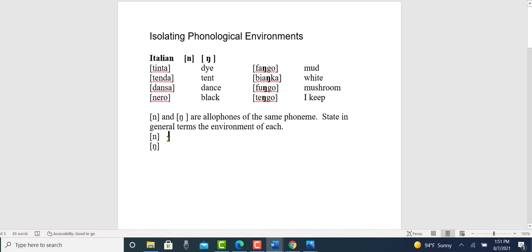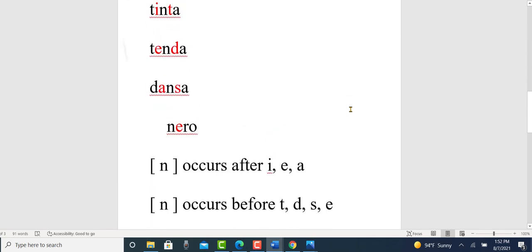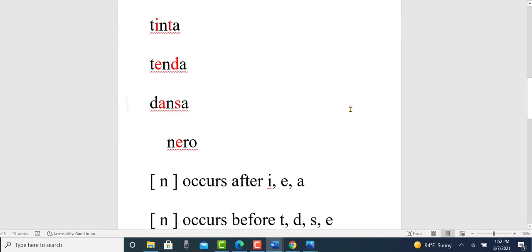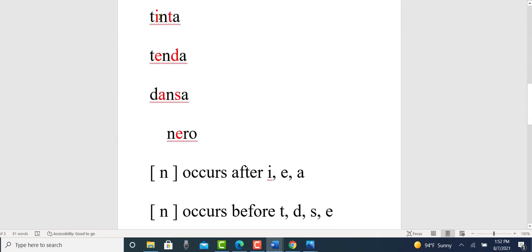So the N sound occurs, and then the eng occurs. We're trying to figure out what the environment is for each of these sounds. So how do we do this? The first thing is to take each individual sound and look at the N: tinta, tenda, danza, nero, right? I put these together so I can see what comes before and after each sound.